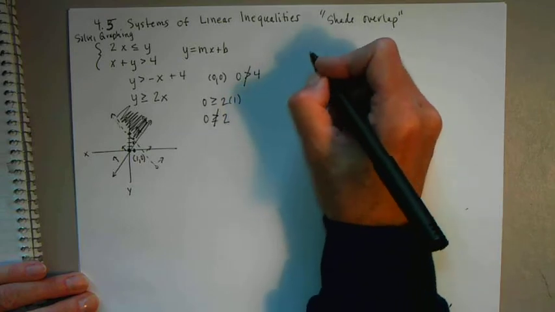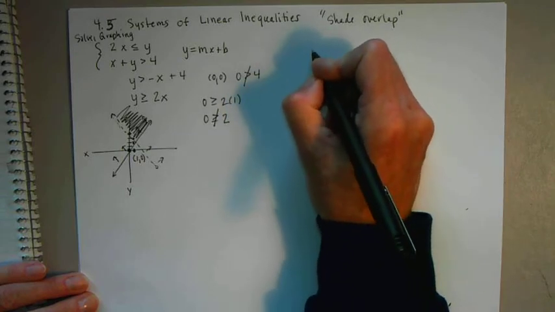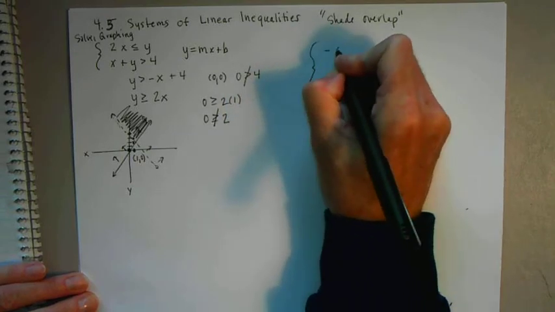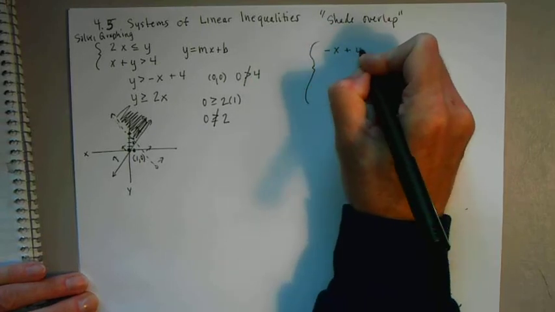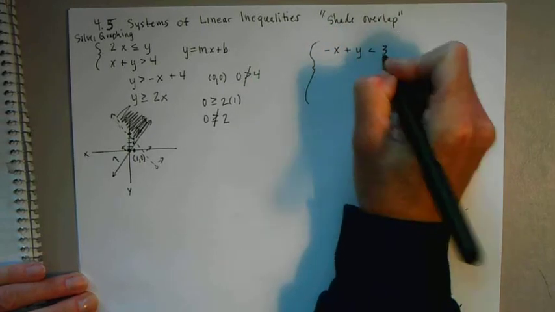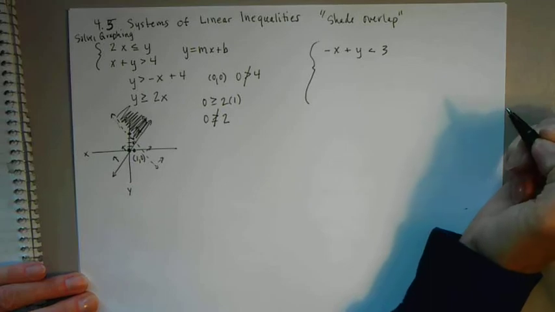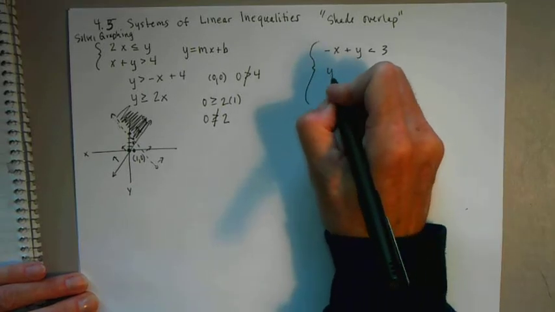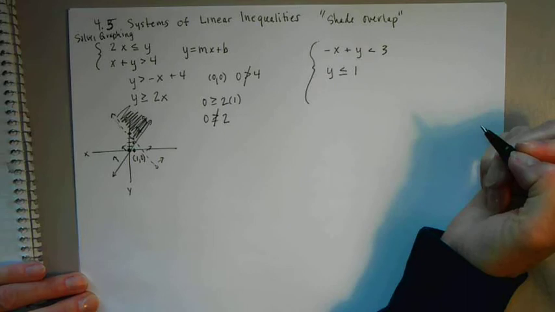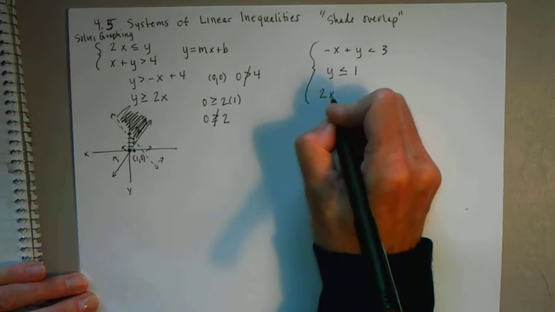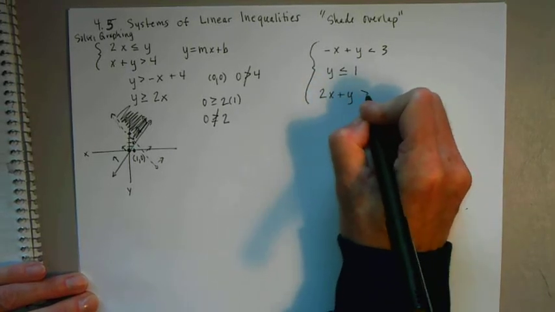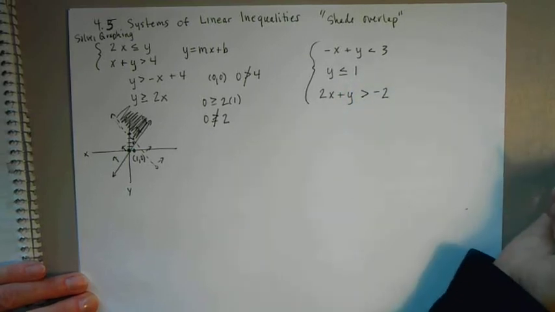Alright, let's try one more. How about this one? We'll do a big one with 3 equations. So I have negative x plus y is less than 3. I have y is less than or equal to 1. And I have 2x plus y is greater than negative 2.